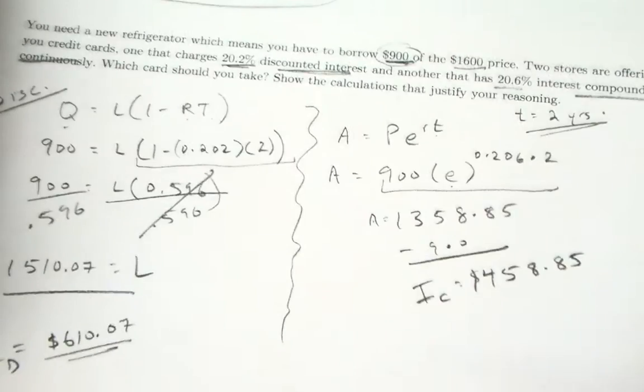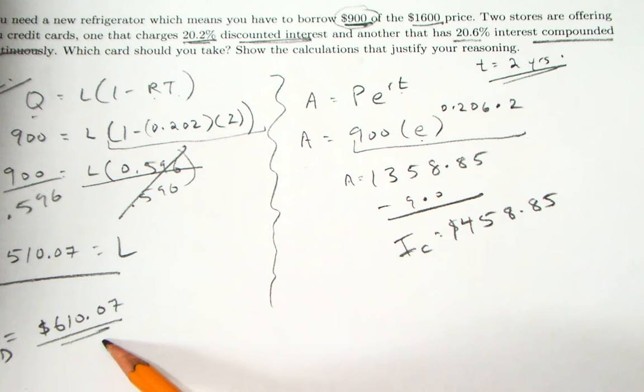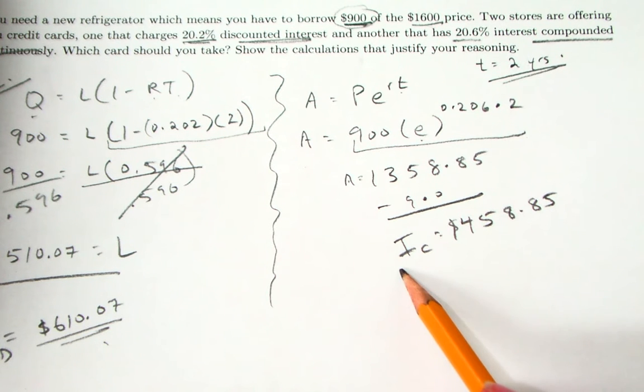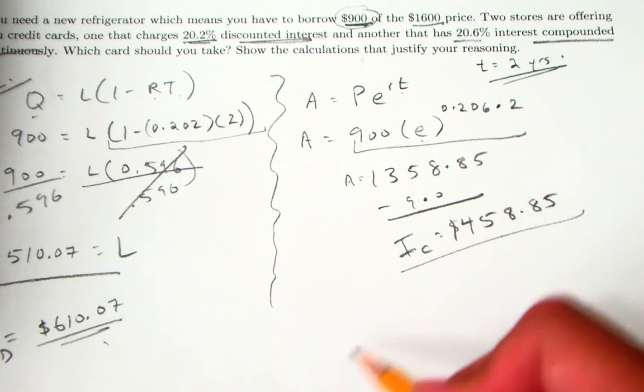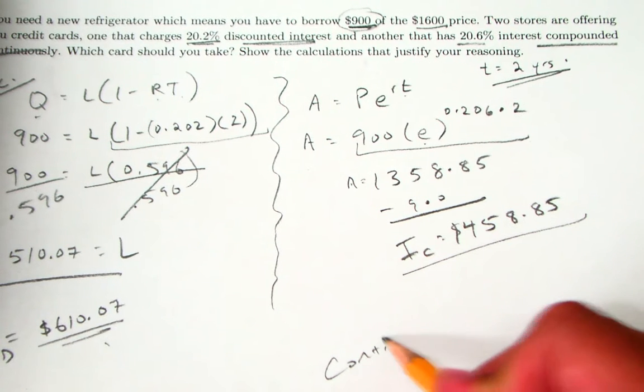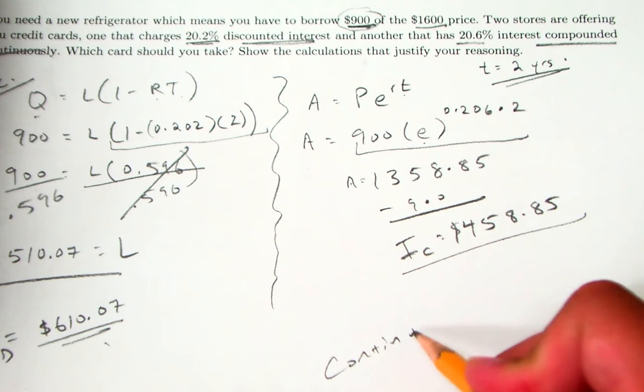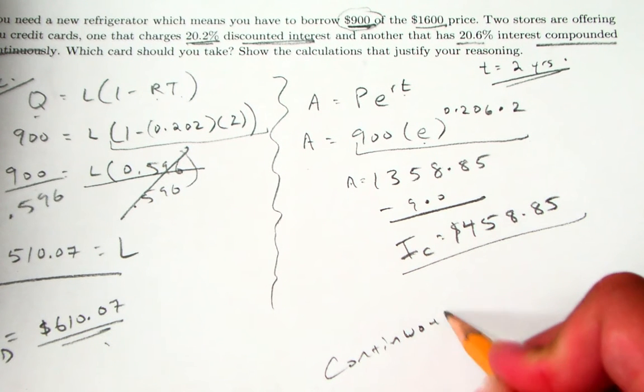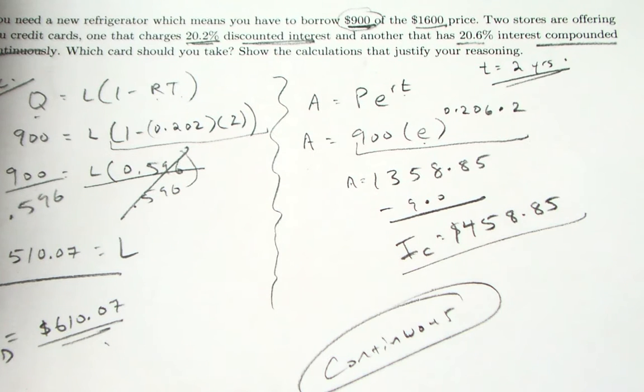So the discounted method was this amount of interest to borrow 900. The continuous method was this amount of interest. So it looks as though the continuous is the better option given these values. Alrighty, hope this helps.